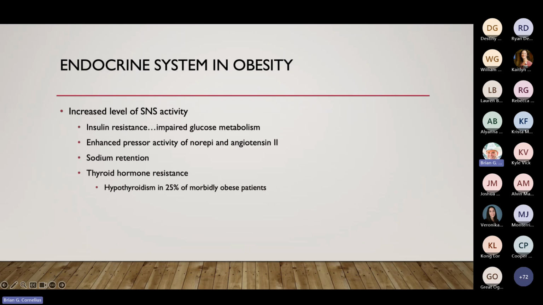But what we do see is these people tend to have a sympathetic overdrive. As a result of that, they tend to have impaired glucose metabolism. They're resistant to insulin. They tend to have higher blood pressures, so they've got increased activity of norepinephrine and angiotensin 2. They tend to retain sodium, which coupled with the poor diet obviously contributes to their hypertension as well. And then they also tend to have thyroid problems. Other things you'll see fall in this pathway: diabetes, a lot of the other autonomic disorders, POTS, chronic pain syndromes. Those sorts of things tend to go hand in hand with a lot of these same patients.